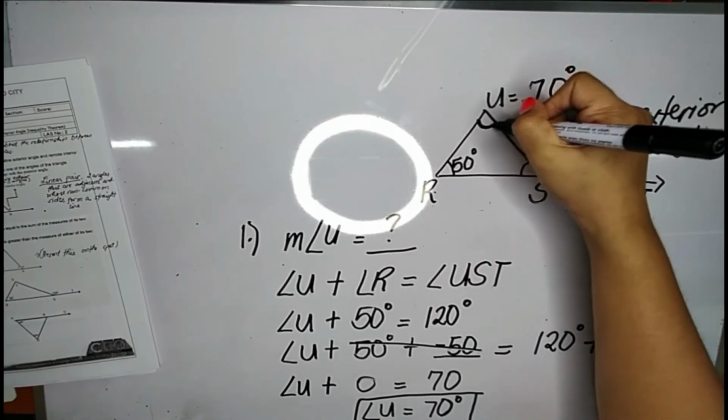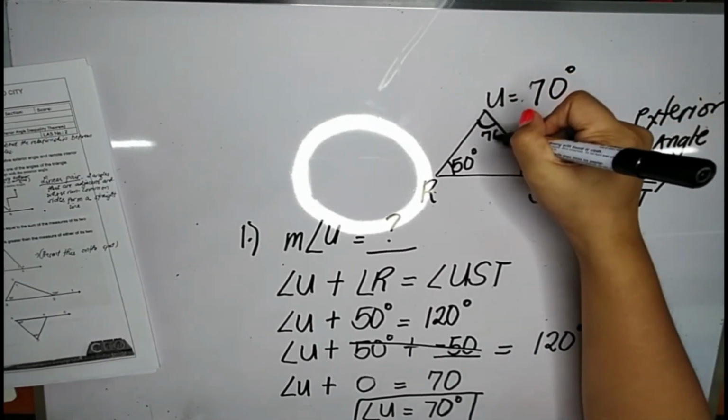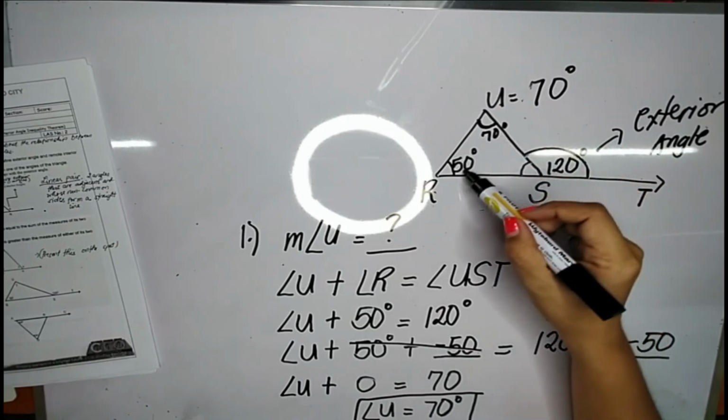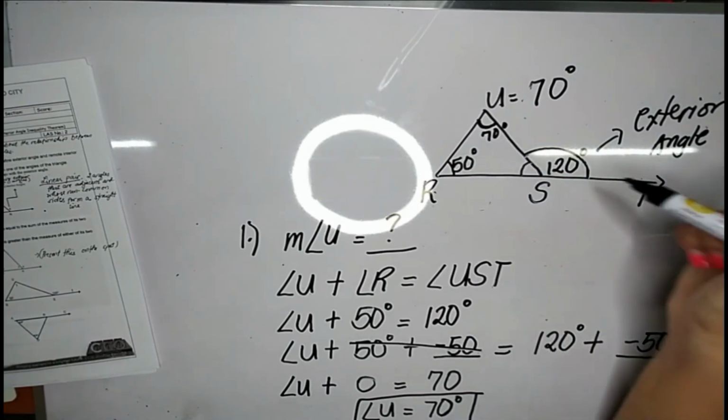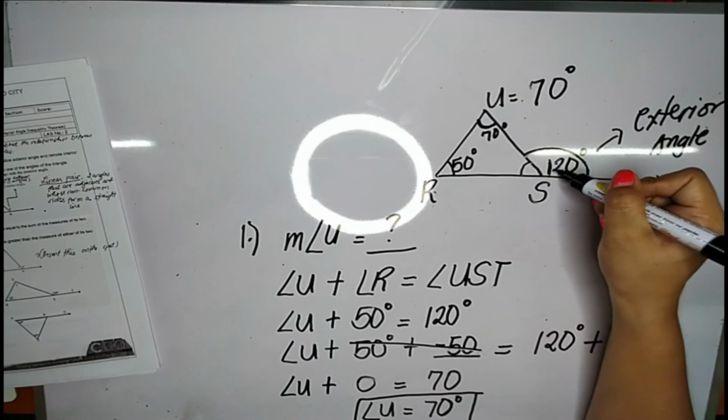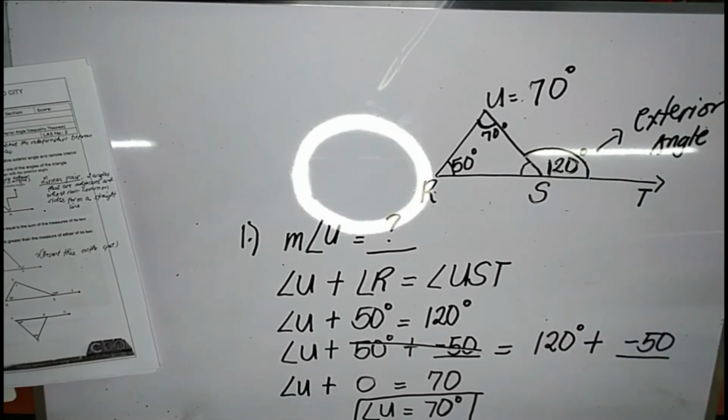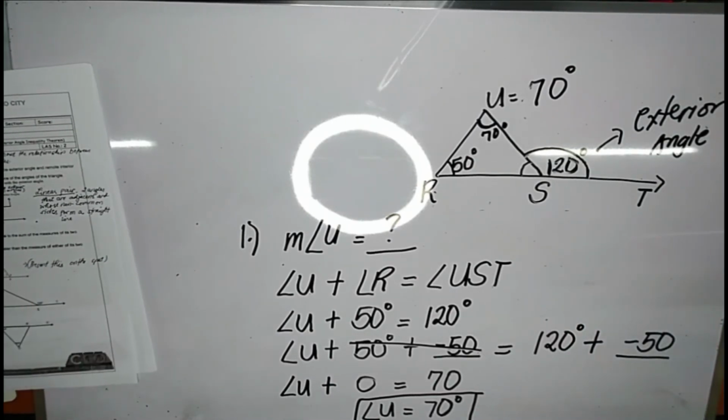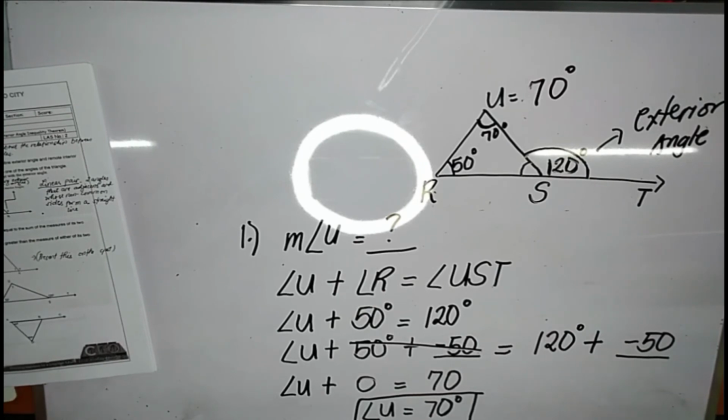Kaning angle, this is 70 degrees. So, as you can see, kung i-plus nimo ang 70 plus 50, that is equal to the exterior angle 120. Okay, got that right? Okay, that's it. We will proceed to the next example, number 2.